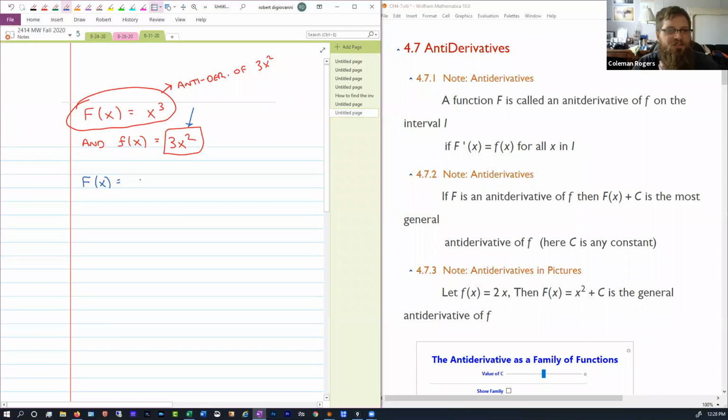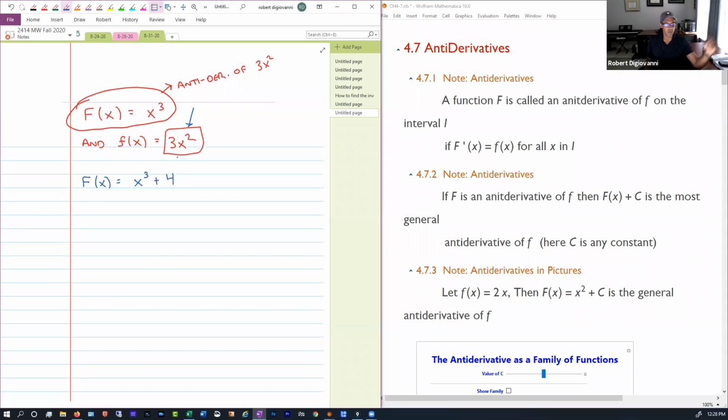You could just add a constant to it, right? Yeah, okay, so x cubed plus 4, right? That would also work, because when I take the derivative of that, I get 3x squared. And I could sit here and do this all day long, right? X cubed, I could subtract 10 from it, and I'd still get 3x squared if I took the derivative.